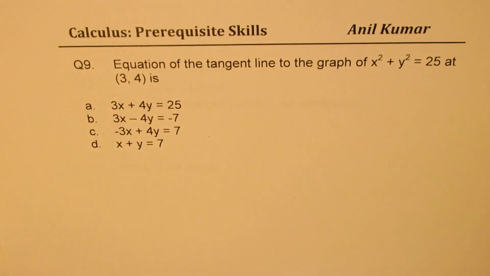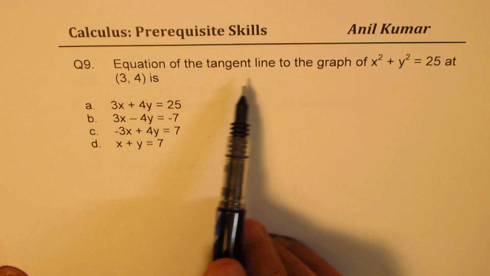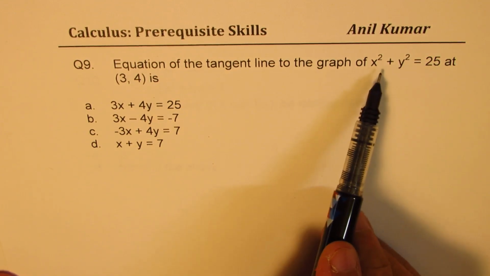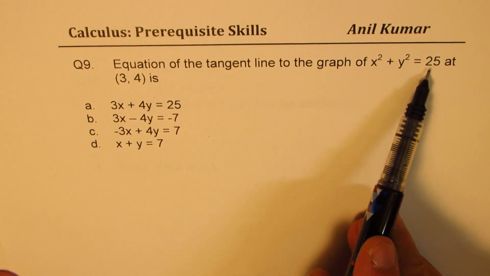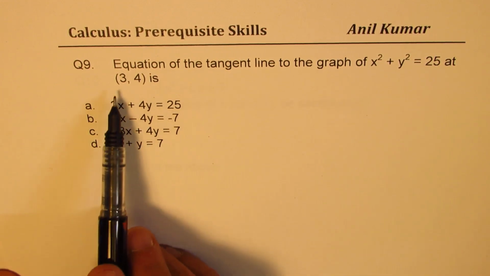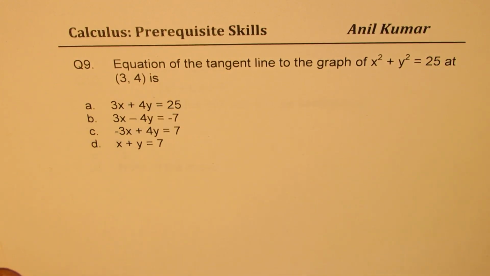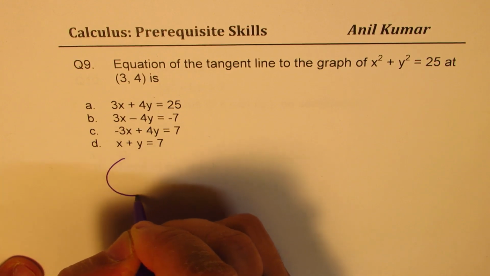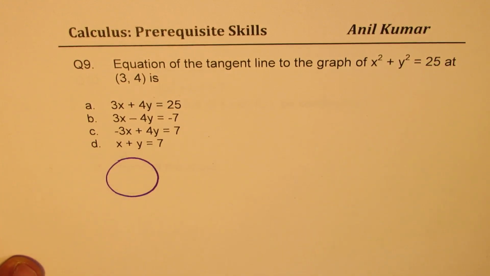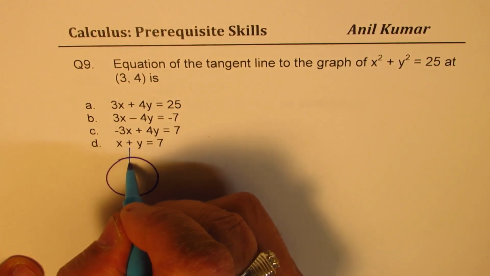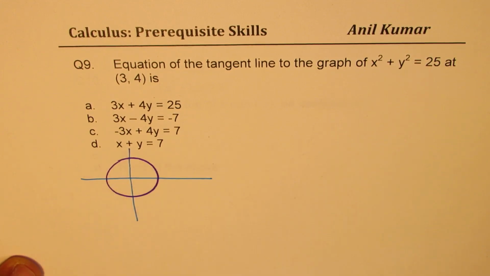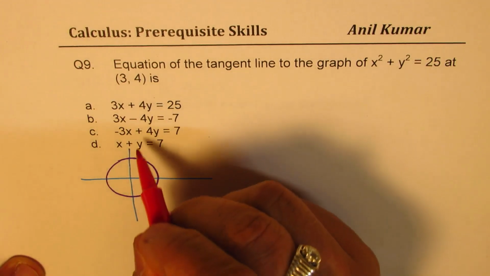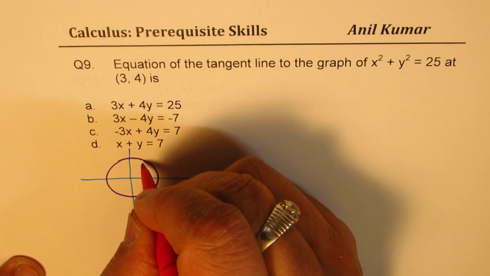Now let's move on to question number 9. Find the equation of the tangent line to the given graph, x squared plus y squared equals 25, which is a circle, right? At (3, 4). Okay, so let's understand the graph, which is a circle in this case, and we are interested in finding the slope of a tangent line at a point which is (3, 4). This is somewhere here, right?